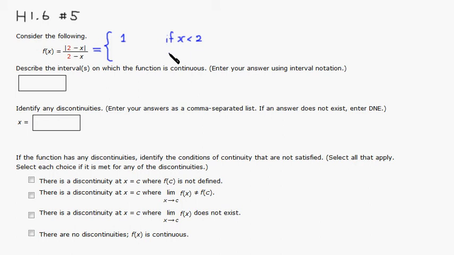How about if x is greater than 2? Then 2 minus x is going to be negative. So what the absolute value sign does is negate 2 minus x so that it becomes positive. So it's going to be negative parenthesis 2 minus x over 2 minus x. The quantity 2 minus x cancels out, which means you're going to have just a negative 1.